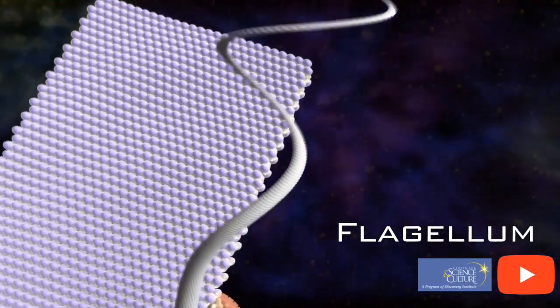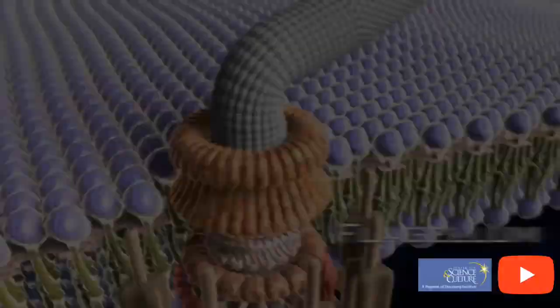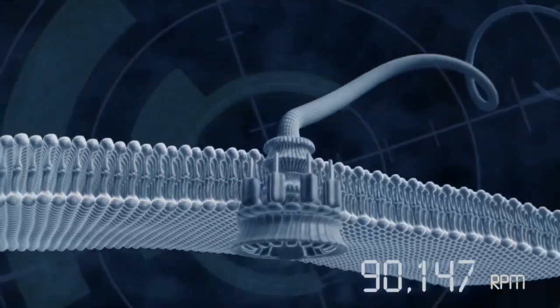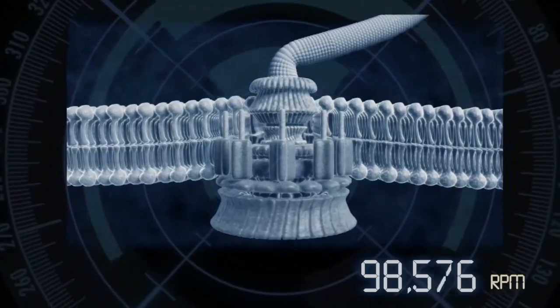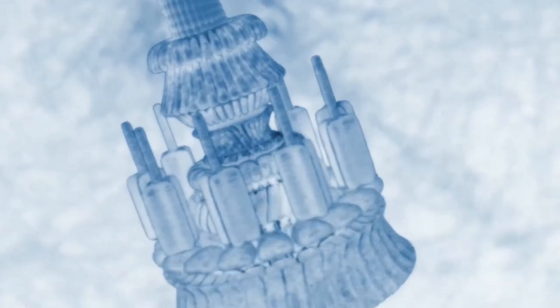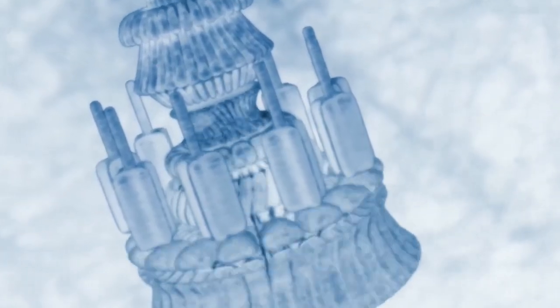It's a rotary engine that powers a whip-like tail that functions like a propeller. And the machine in some bacterial systems turns at 100,000 RPMs in one direction and can reverse direction on a quarter of a turn and turn 100,000 RPM in the other direction.